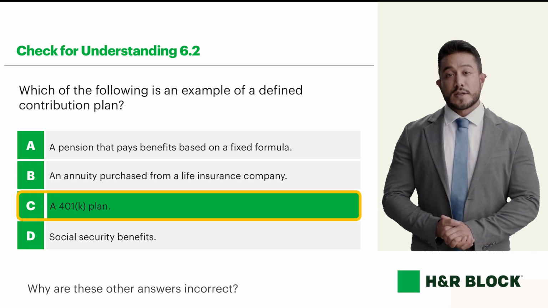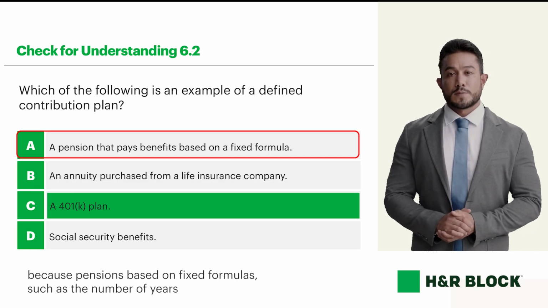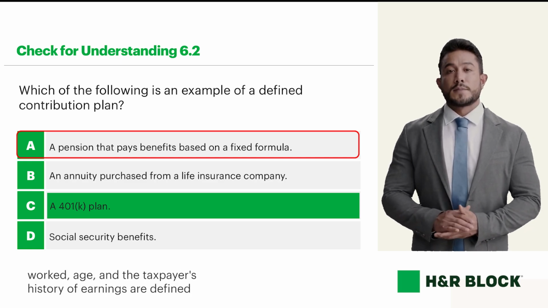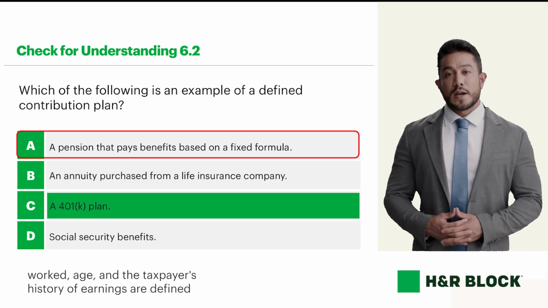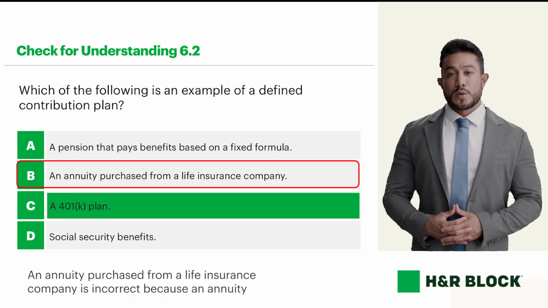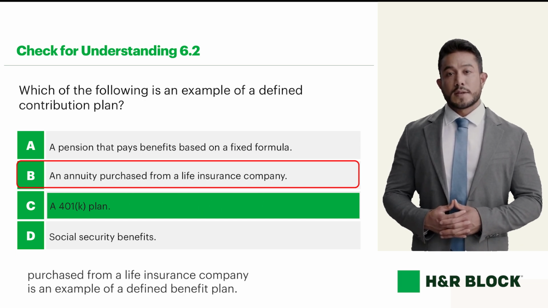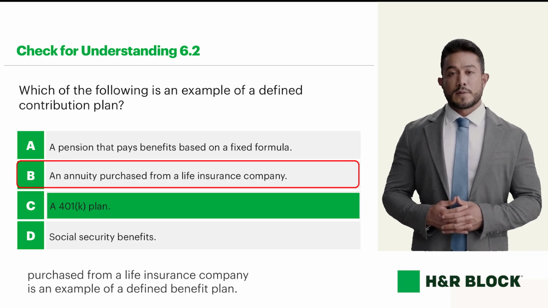Why are these other answers incorrect? Let's take a look. A pension that pays benefits based on a fixed formula is incorrect because pensions based on fixed formulas, such as the number of years worked, age, and the taxpayer's history of earnings, are defined benefit plans, not defined contribution plans. An annuity purchased from a life insurance company is incorrect because an annuity purchased from a life insurance company is an example of a defined benefit plan.